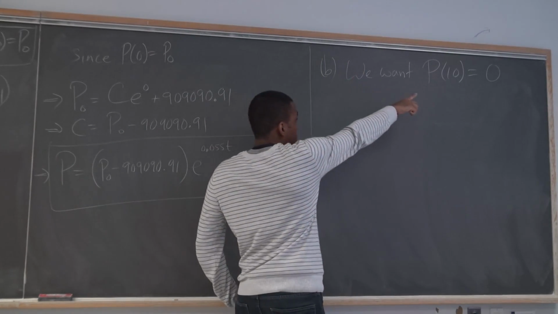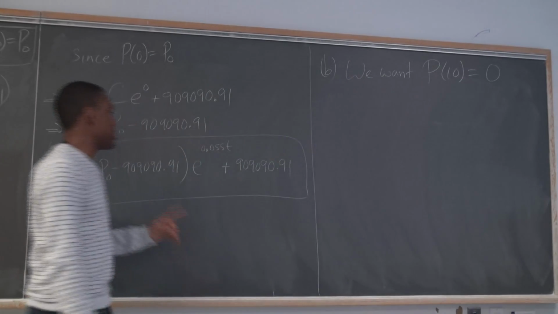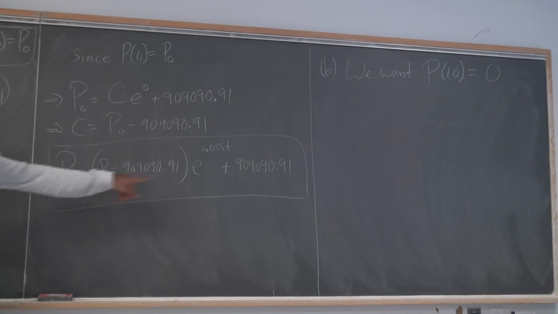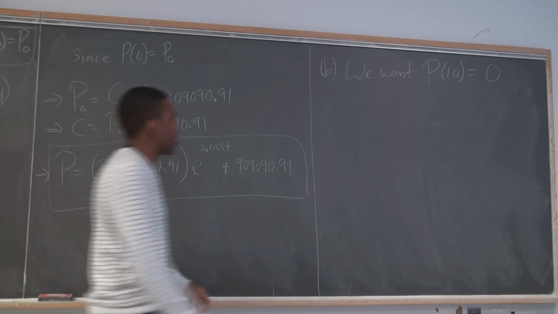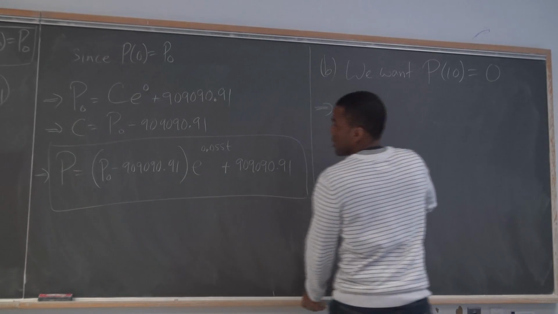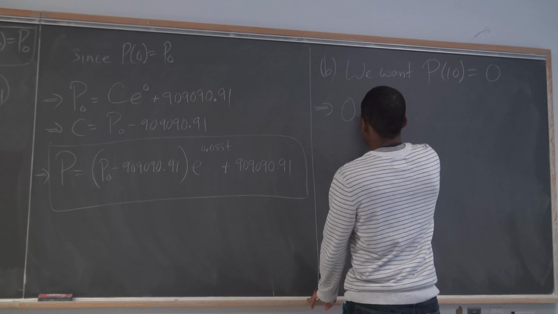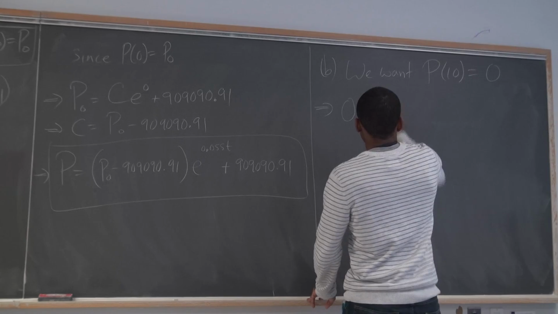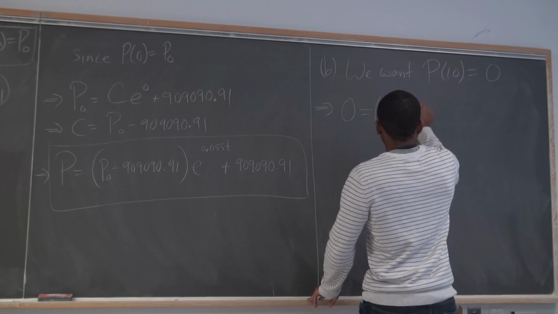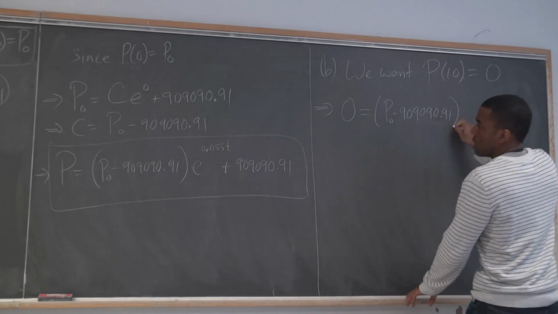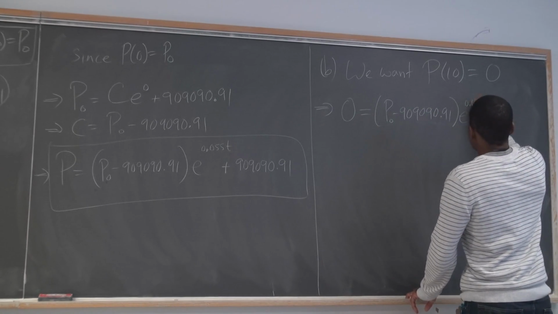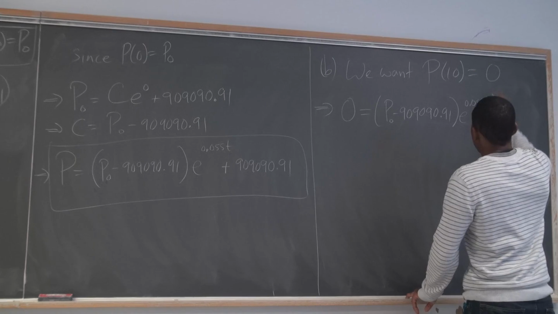Okay, so you want P of 10 to be equal to 0, but this is what P is, so you just plug in t equals 10, plug in this equals 0, and you solve for that. So 0 would be equal to P0 minus e to the 0.055 times 10.